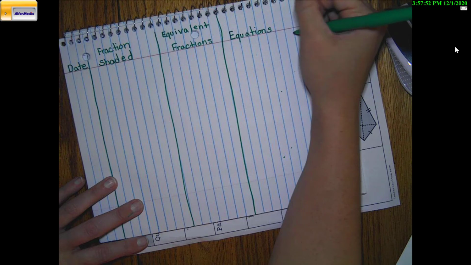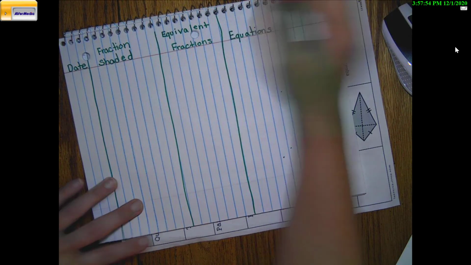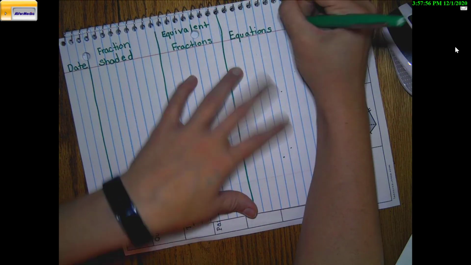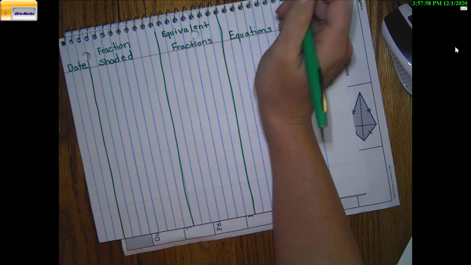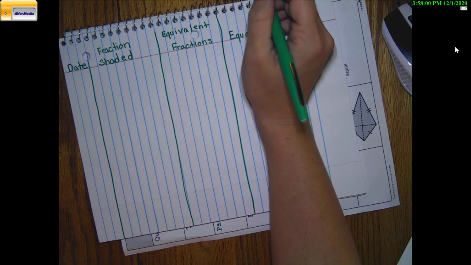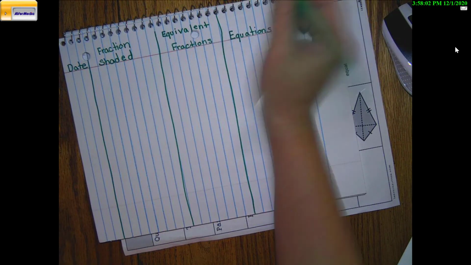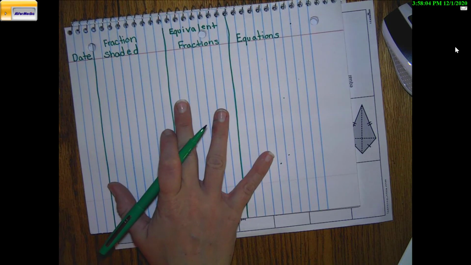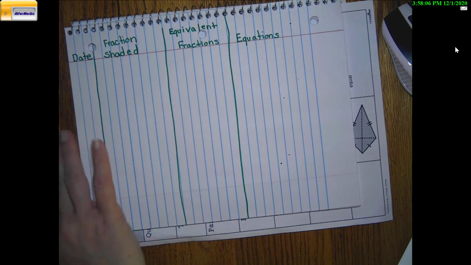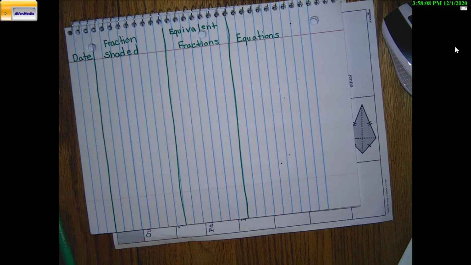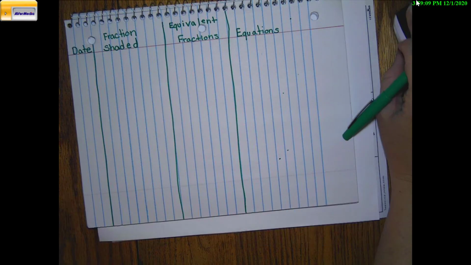EQUATIONS. Okay. And then you can draw the line if you want to, but you don't have to because it's the last one. All right, pause the video if you need more time to write this. You are going to have to take a picture of this for your exit ticket today, so you're going to want to make sure that you are actually writing it down.